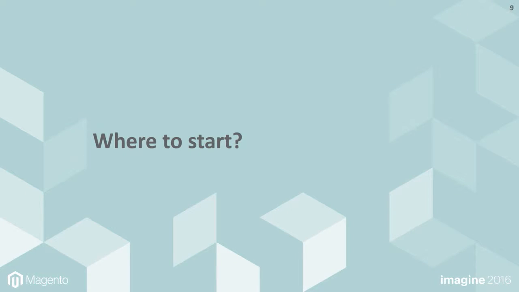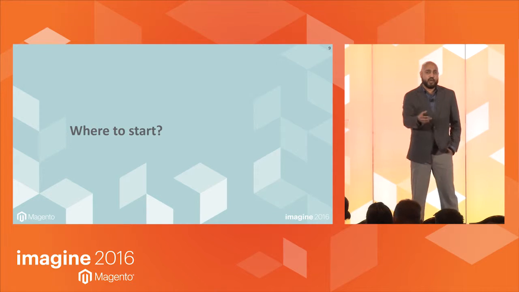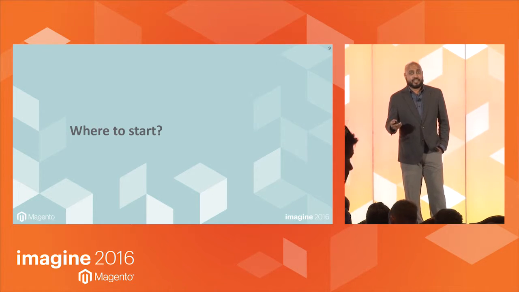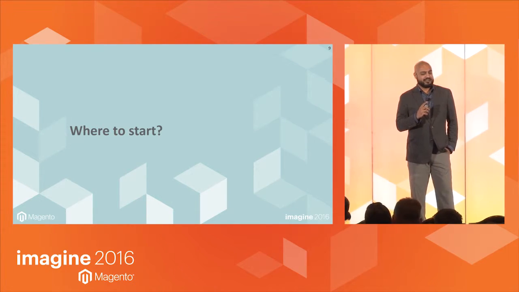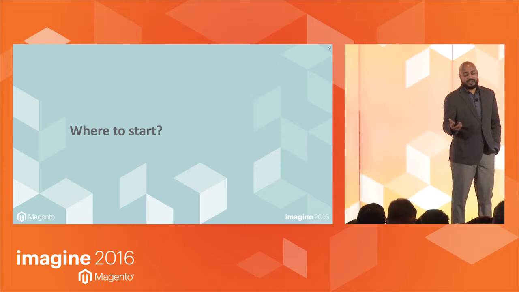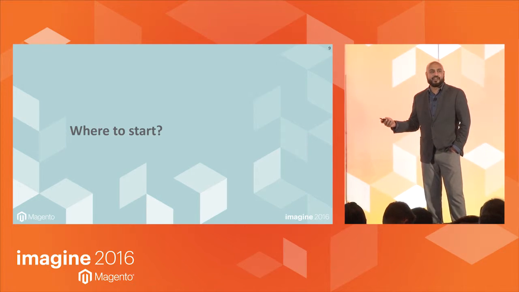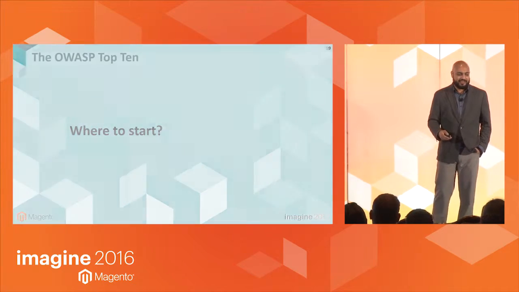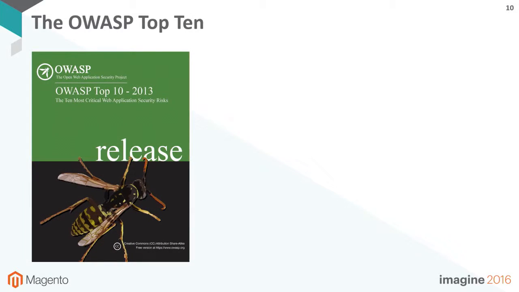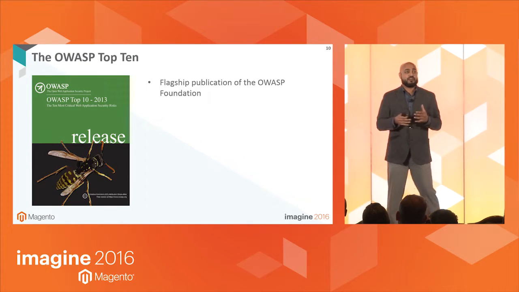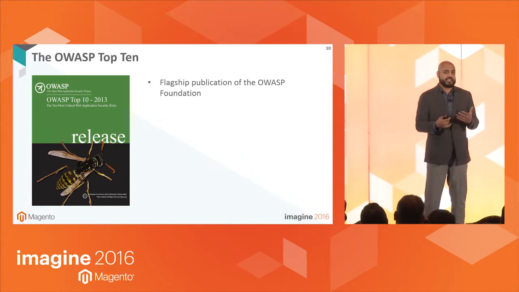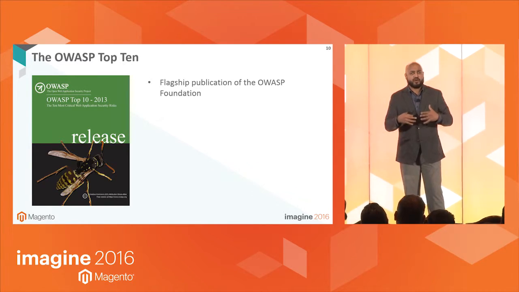And, well, where do we start? Obviously, with the low-hanging fruit, the riskiest things that we could have put into our site. And how do we figure out what the biggest risks are? Luckily for us, the security community has done all the research already, and it's provided it to us for free. And it's the OWASP Top 10. I'm not sure if you recognize that cover, but the OWASP Top 10 is a flagship publication of the OWASP Foundation. It lists the top 10 most common and severe vulnerabilities that exist in web applications, not necessarily e-commerce applications, but all web applications.